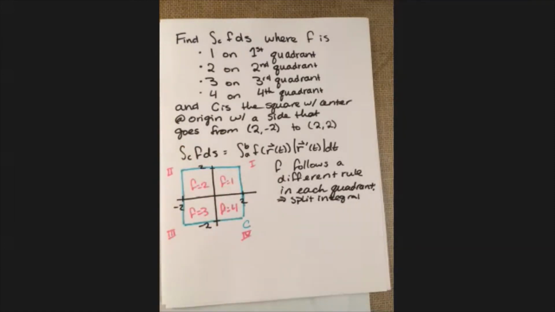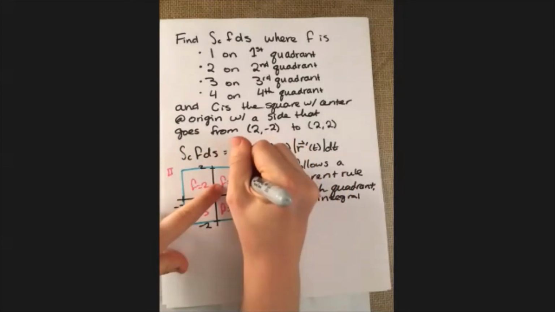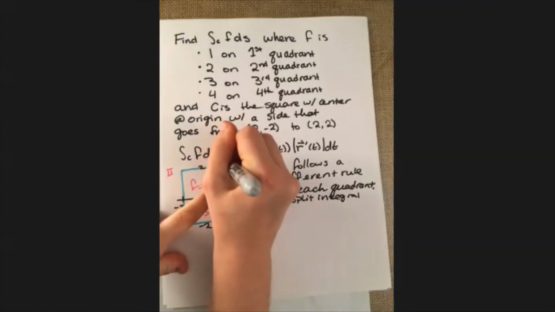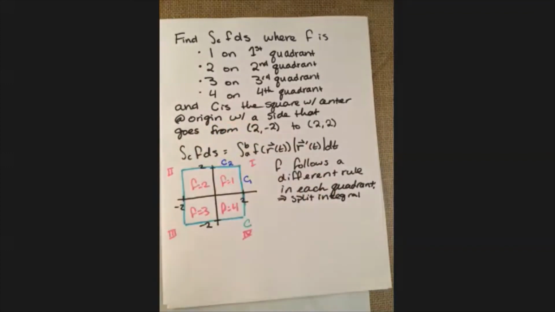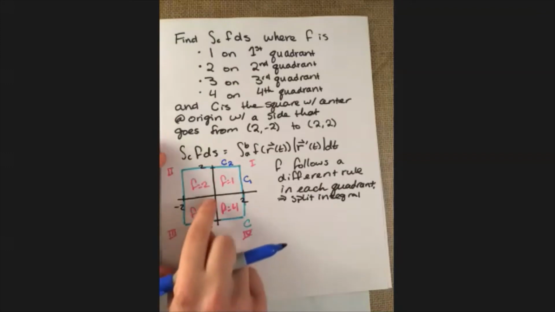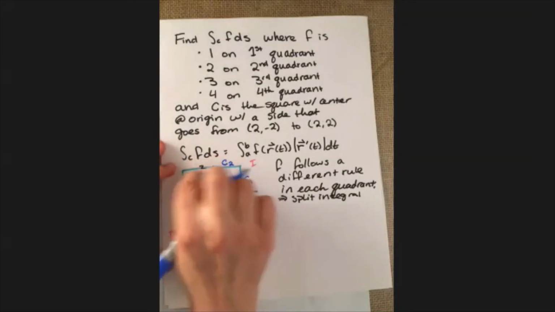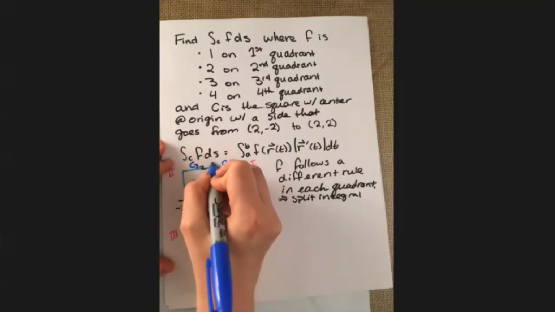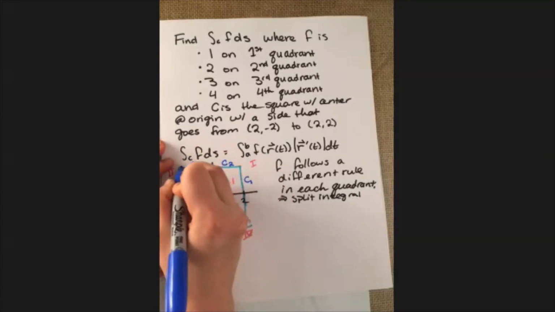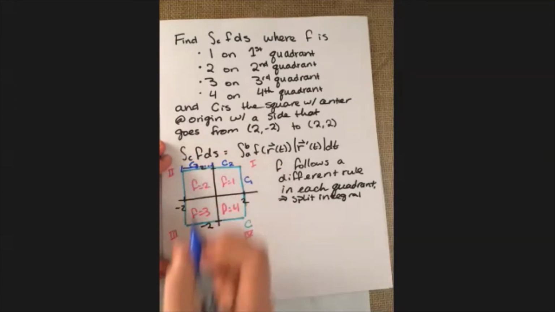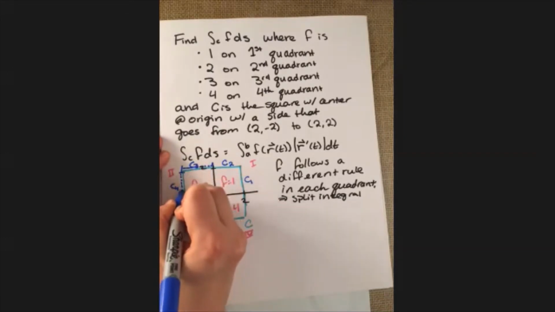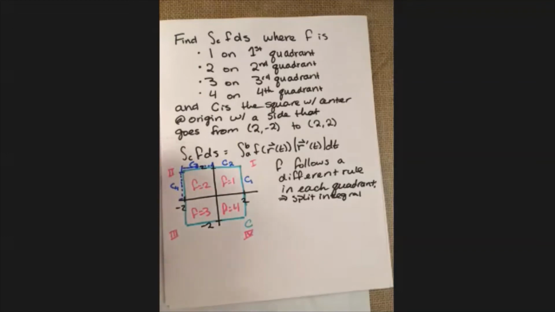In each quadrant, I can think about each curve as having 2 pieces. So in my first quadrant, this curve is a vertical curve and a horizontal curve. Call it C1 and C2. In my second quadrant, I've also got a horizontal curve and a vertical curve. Call it C3. And C3 is going from right here to right here, so from 0 out to -2. And then C4, same idea, like so, okay?